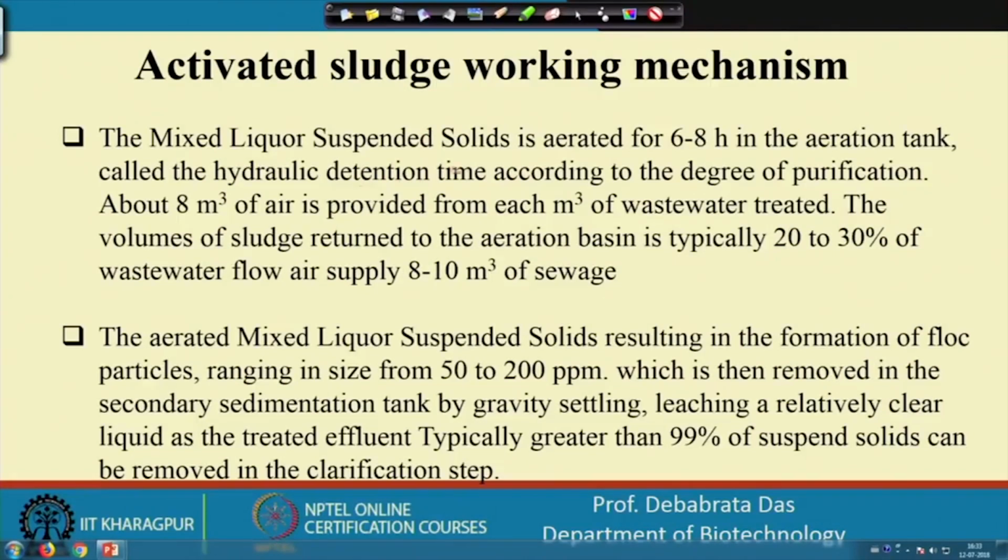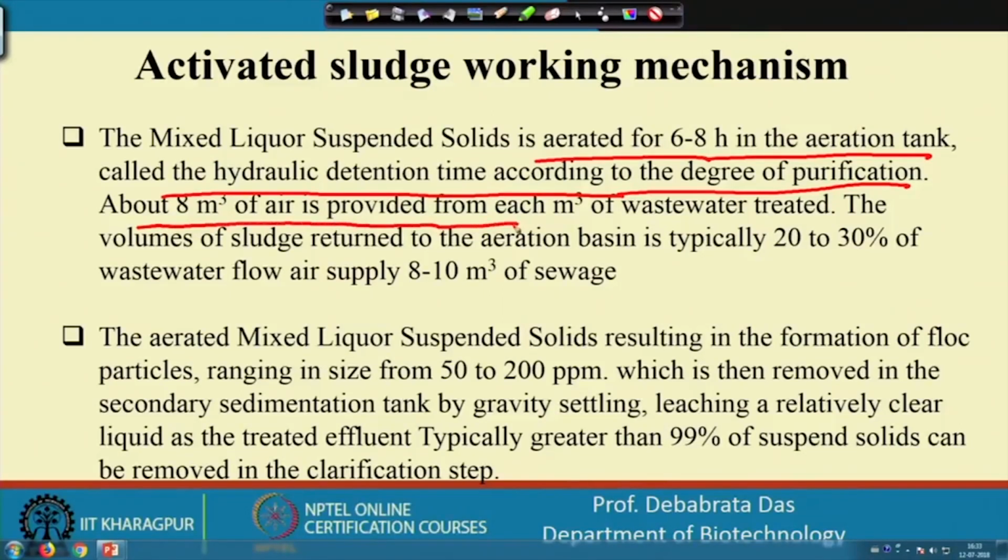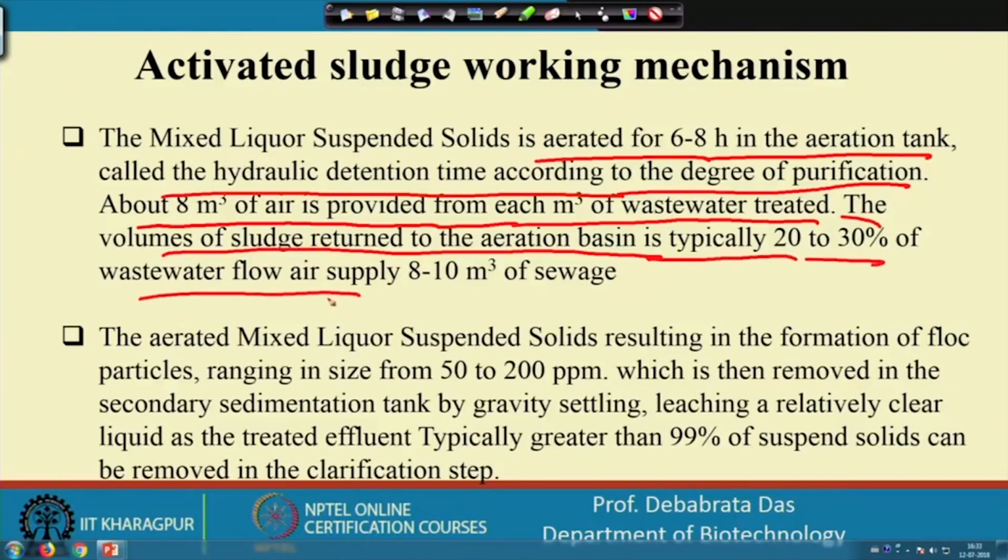Now the mixed liquor suspended solids is aerated for 6 to 8 hours in the aeration tank, called the hydraulic retention time, according to the degree of purification. About 8 cubic meters of air is provided for each cubic meter of wastewater treated. The volume of the sludge returned to the aeration basin is typically 20 to 30% of the wastewater flow.